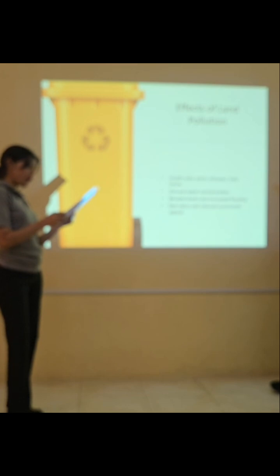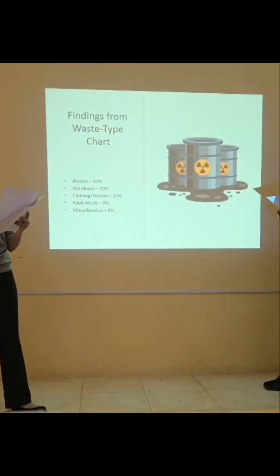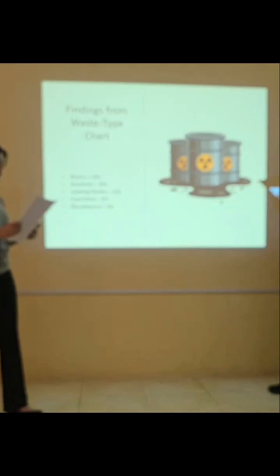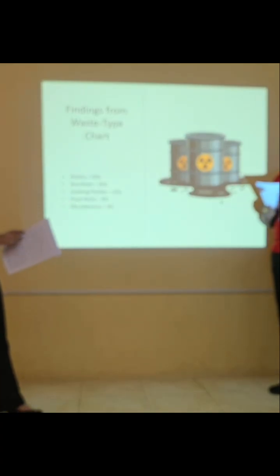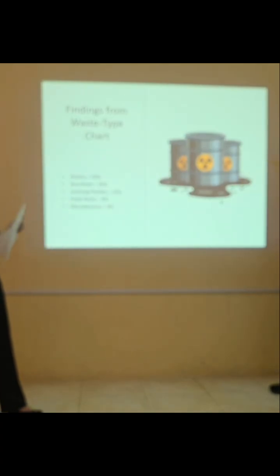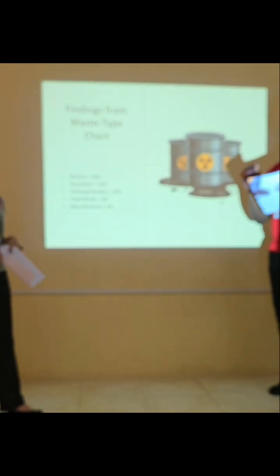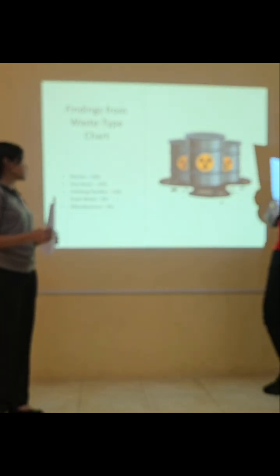Now we're going to move on to the findings from the waste site. Great. So these are the findings for our waste site chart. First up, during the field study, we recorded and categorized the types of waste we found. The first one, as you can see, is plastic. It makes up 50%. That's half of the garbage we documented. Half. Plastic is half of the garbage we documented.